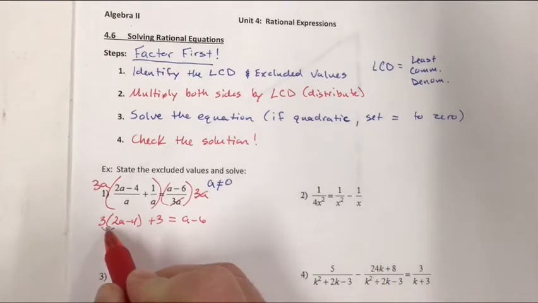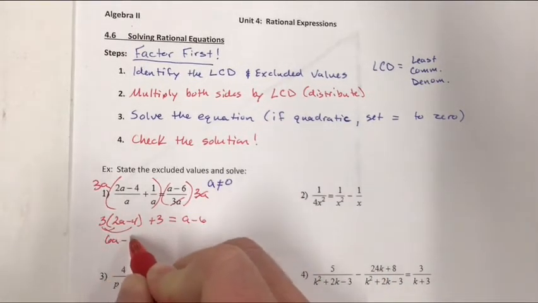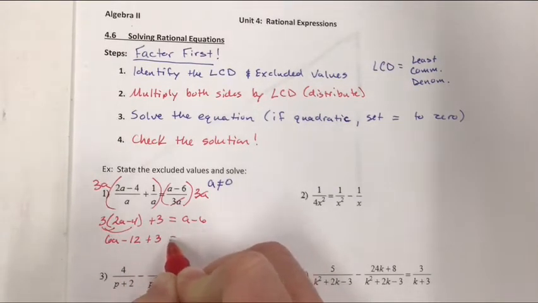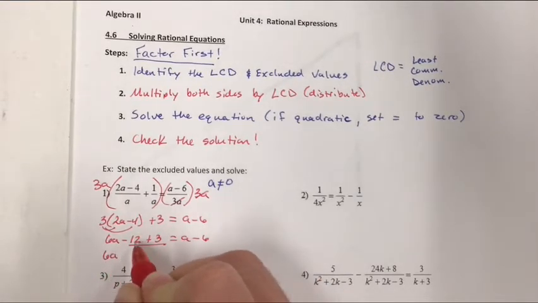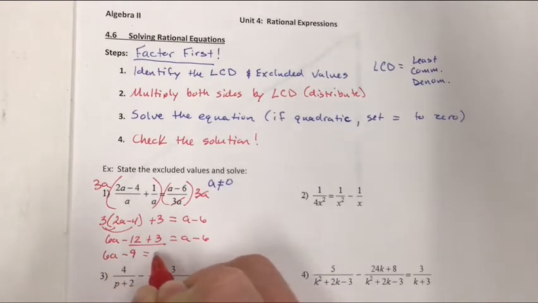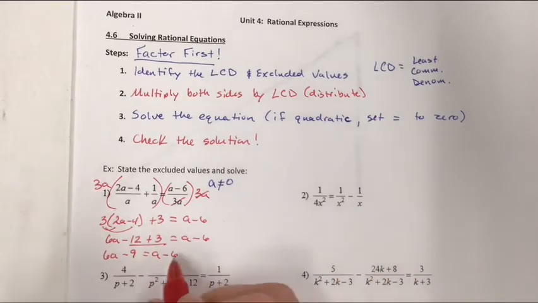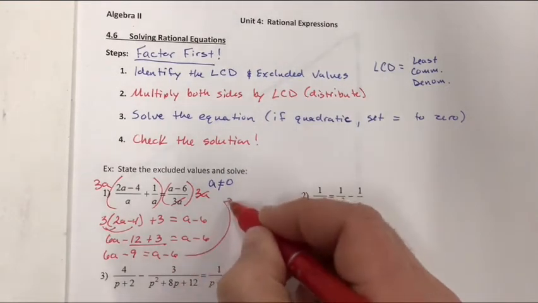So I can distribute here. 3 times negative 4 is negative 12. Combine your like terms. Negative 12 plus 3 is negative 9. And we can solve this. All right. Now to remember to solve, we want a by itself. So I'm going to subtract a from both sides.